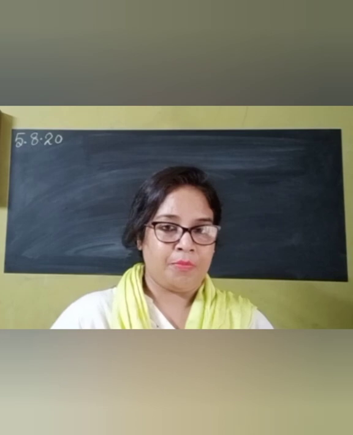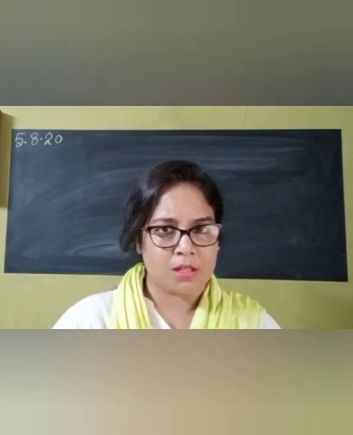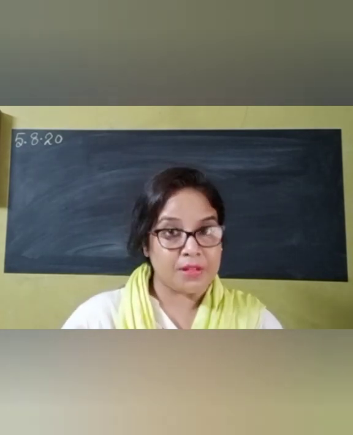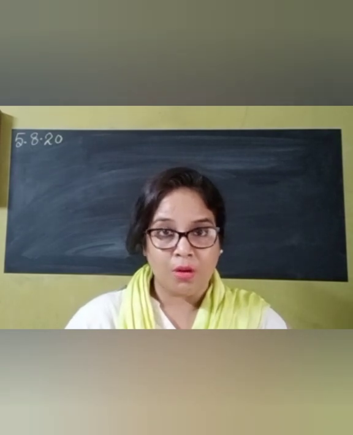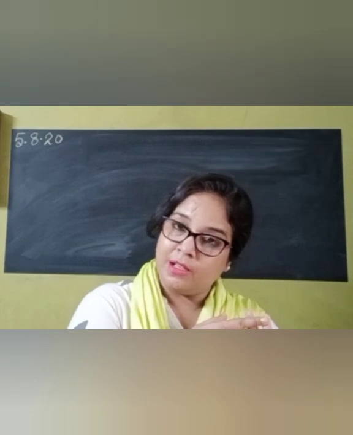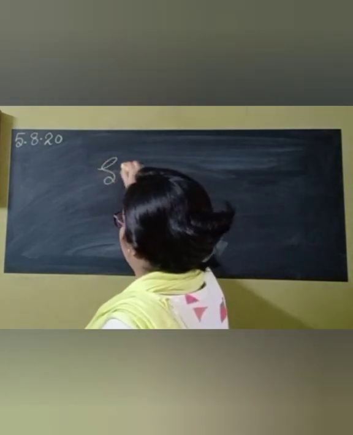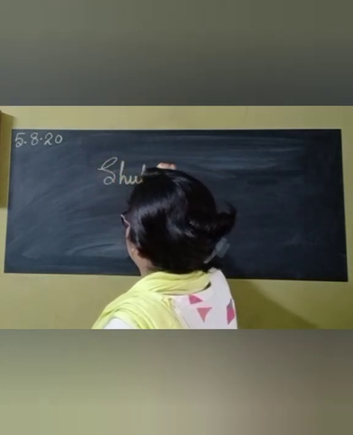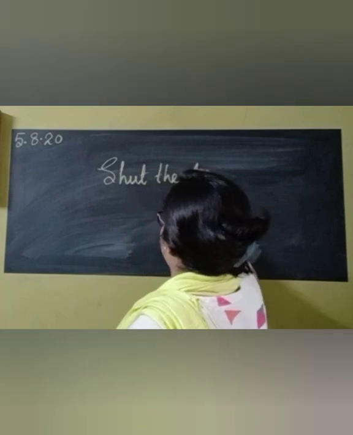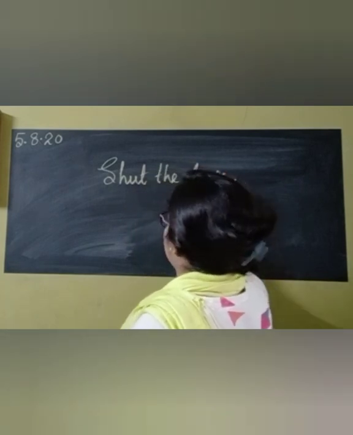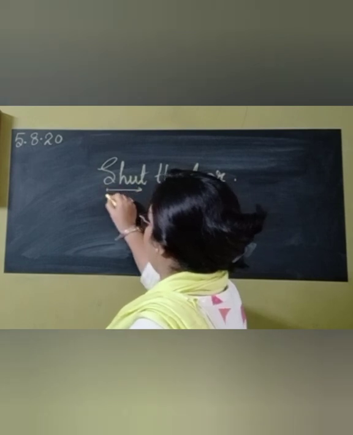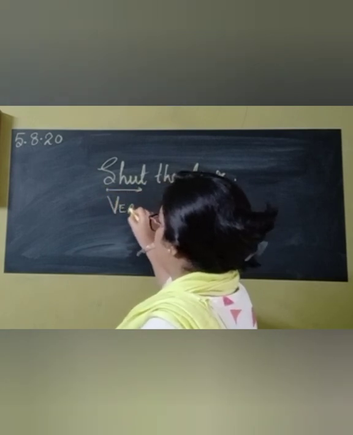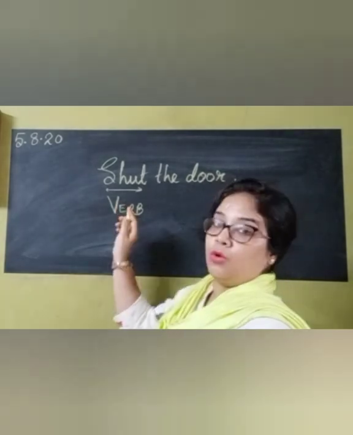Let us take an example. Now, I hope you remember what an imperative sentence is. An imperative sentence is used to make an order or a command, request, or give advice. For example, shut the door. Now, this sentence begins with a verb. This is not a noun or a pronoun.